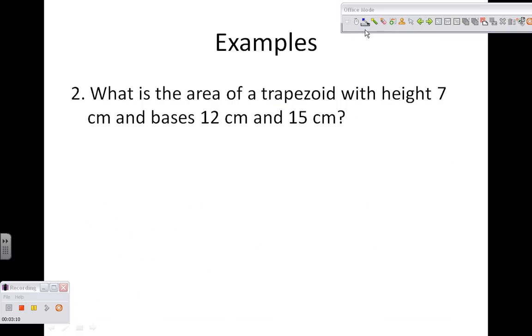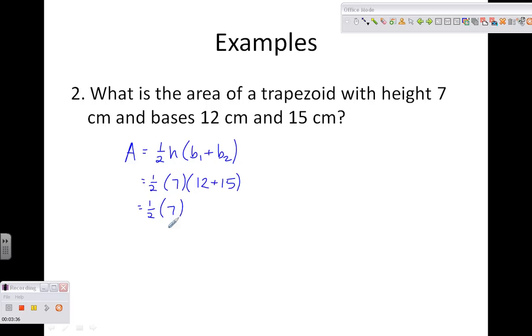Another example, in this one we have a height of 7 centimeters and bases of 12 centimeters and 15 centimeters. So again, we apply the same area formula, 1/2 times the height times base 1 plus base 2. So my height is 7 centimeters. My bases are 12 and 15. If we simplify that sum first, we get 1/2 times 7 times 27, which I then put in my handy-dandy calculator, 94.5. My units were in centimeters, so my area is centimeters squared. Okay.